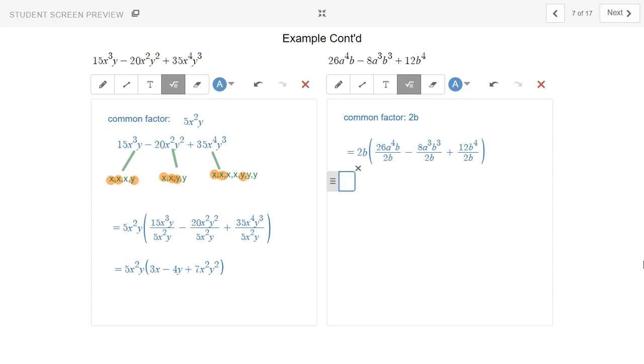You could do it in your head, but then you will need to write your final answer, 13a to the 3 minus 4a cubed times b plus 6b to the power of 3. Oops, okay, this is a to the 4.